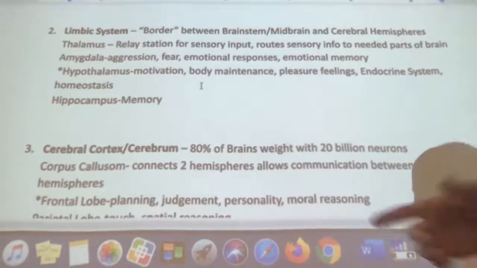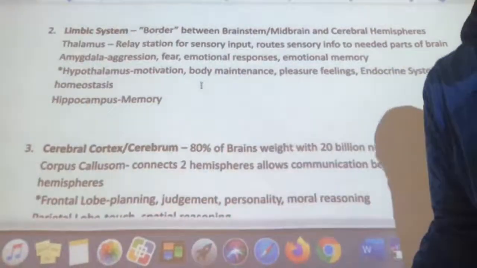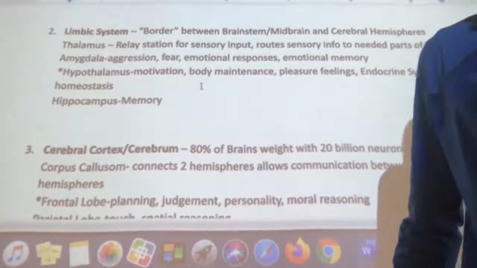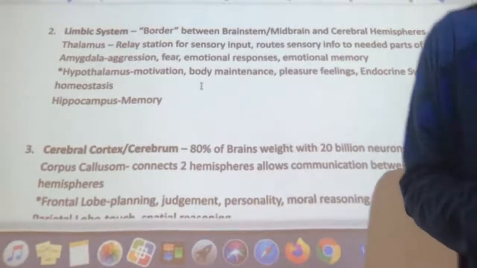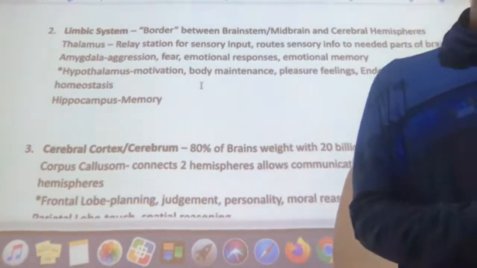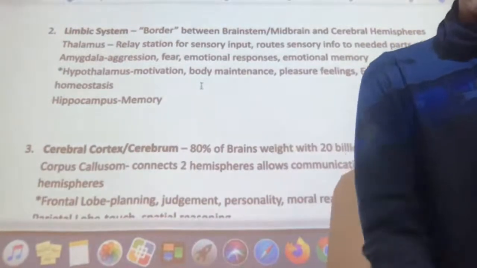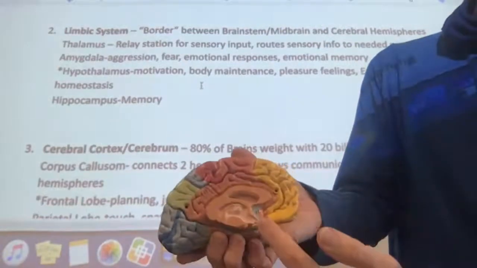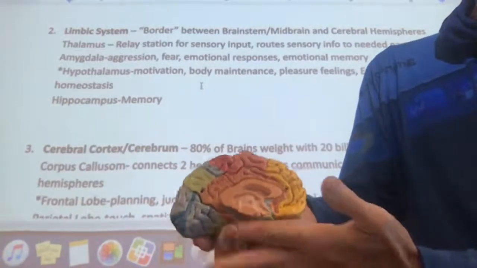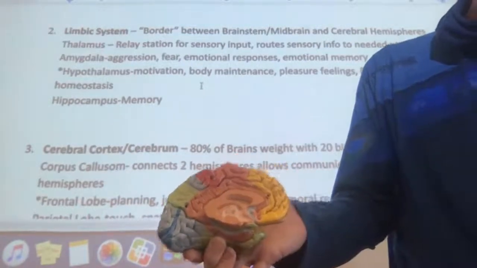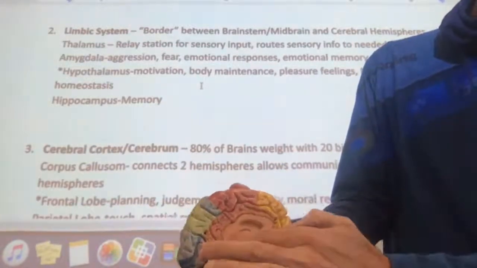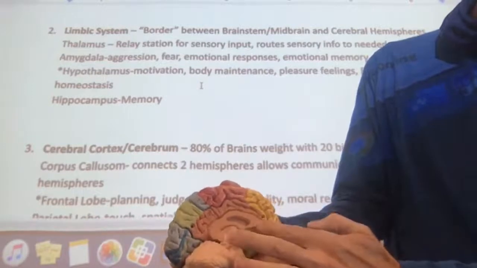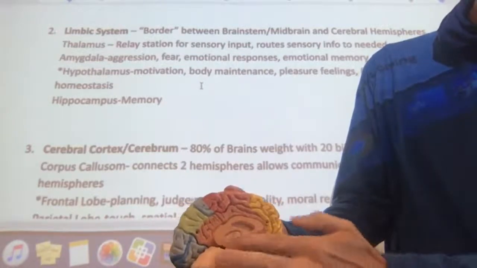Very important. Then we have the hippocampus, which is memory. Now it's not the only structure that does memory, but it's kind of our memory control center, if you will, the main hub for memory. And again, those are all right here in the limbic system, the border between the midbrain and brainstem and my cerebral cortexes. And that includes this right here, which we'll talk about next, which is my corpus callosum.